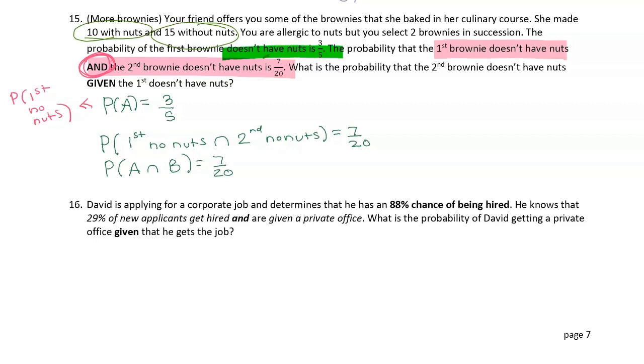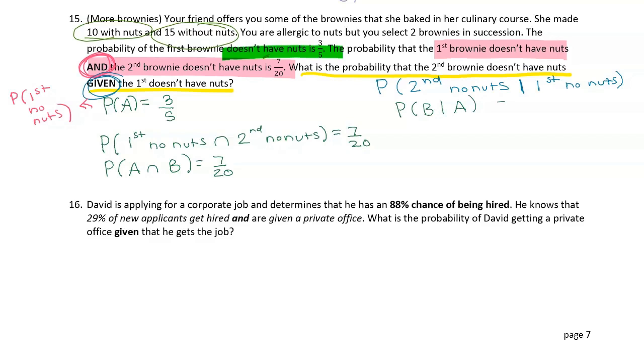Now it's asking us, what is the probability that the second brownie doesn't have nuts given the first brownie doesn't have nuts? So we want to find the probability that the second brownie doesn't have nuts given the first doesn't have nuts. Let's change this to A's and B's. So this will be probability of B given A. This is the thing we don't know.